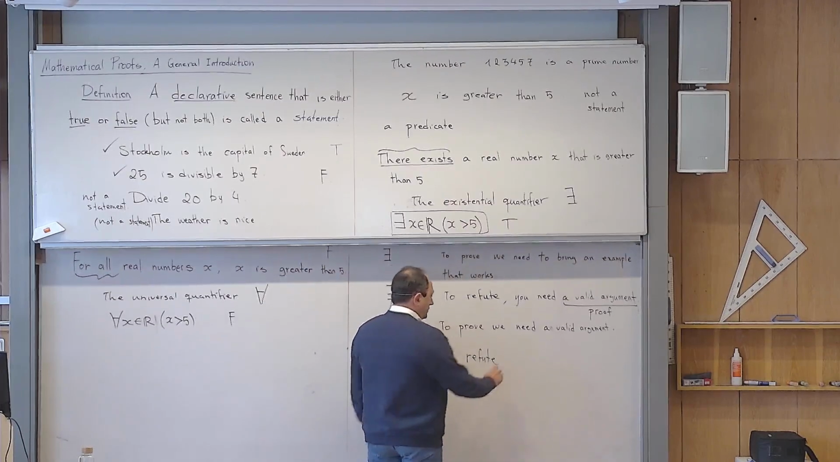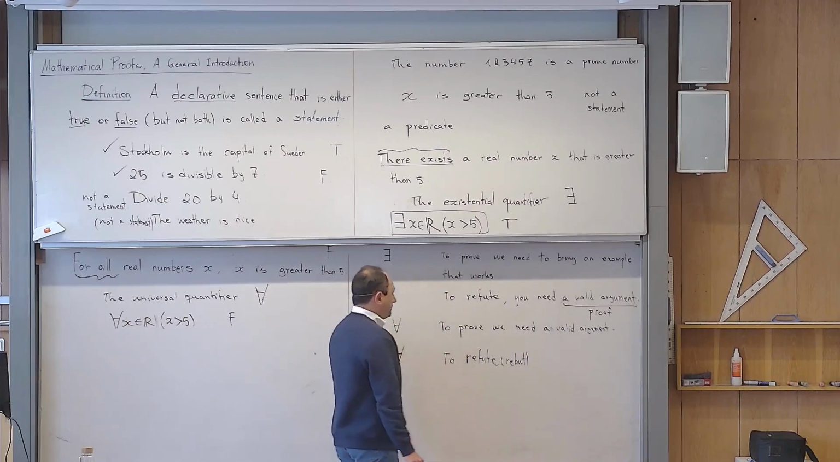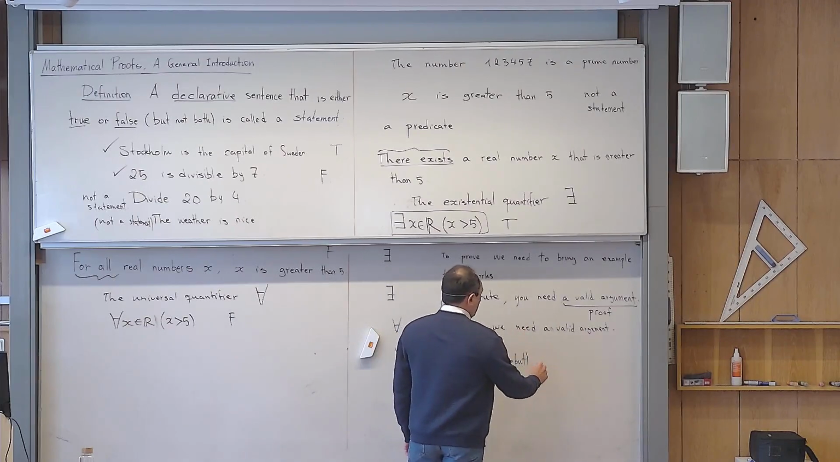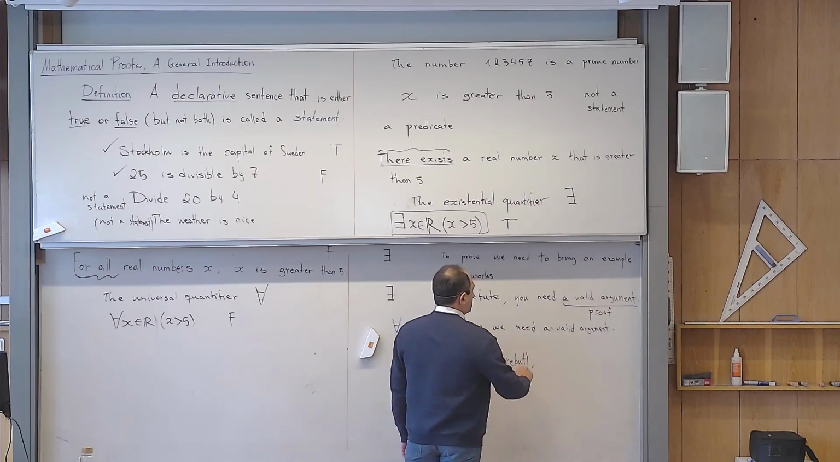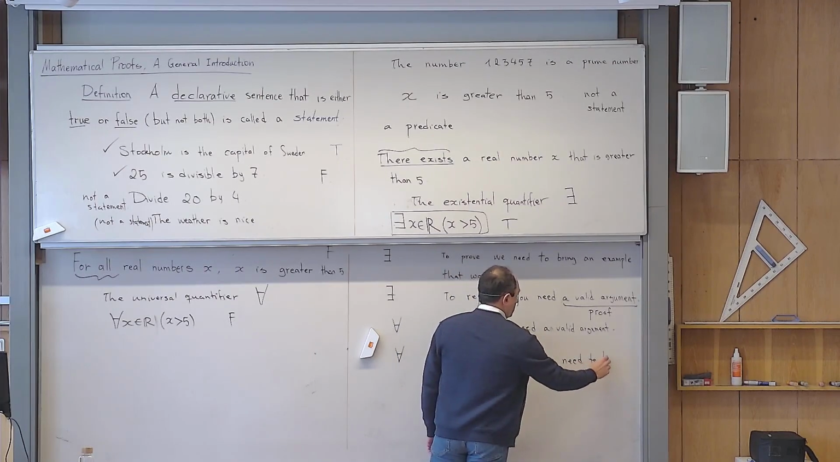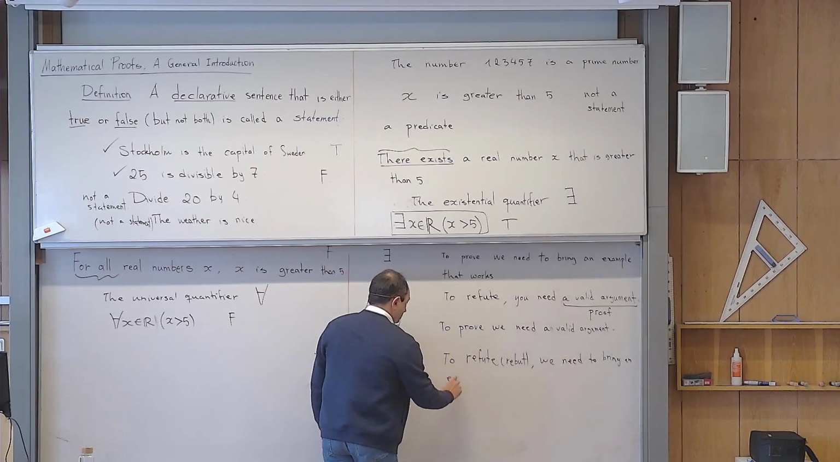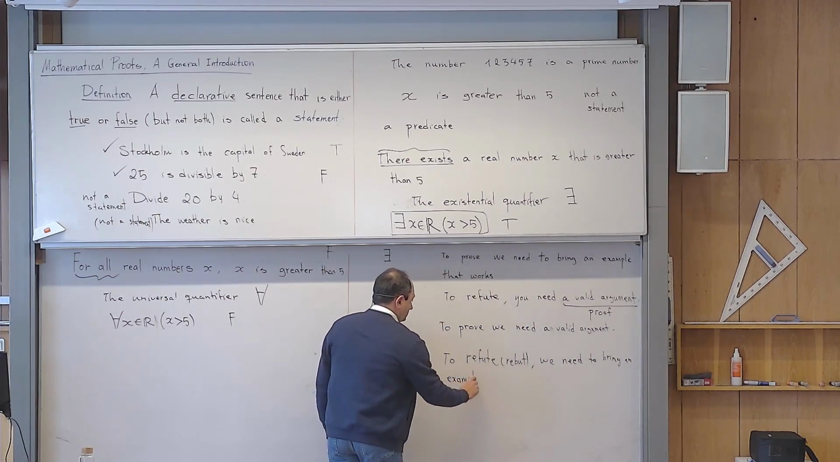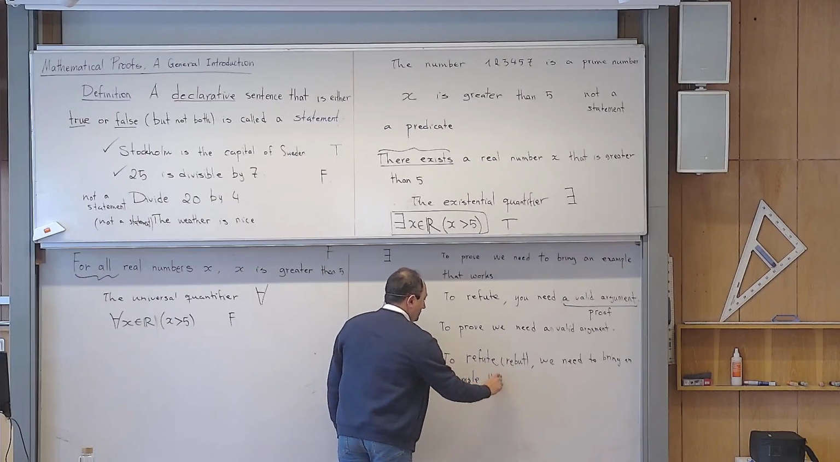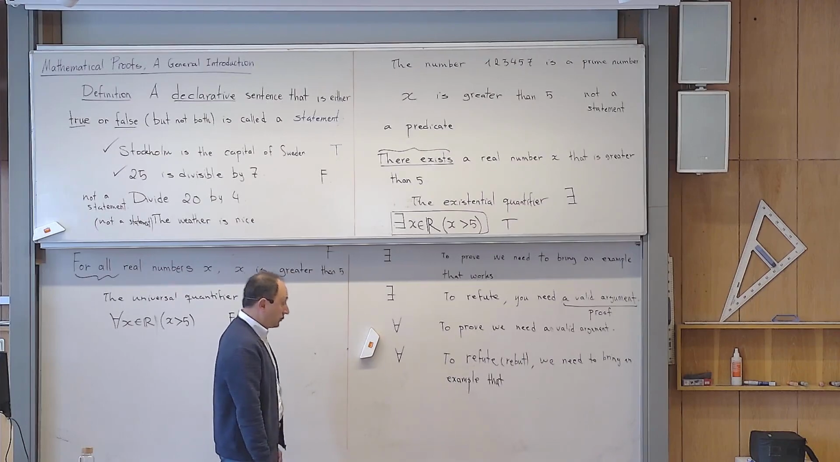Another English word that we use is rebut, yes? Is to refute. To refute what we need to do, we need to bring an example that, can you complete it? Can you complete the sentence that? Does it work? Doesn't work, yes.